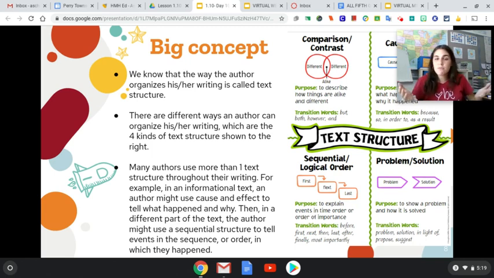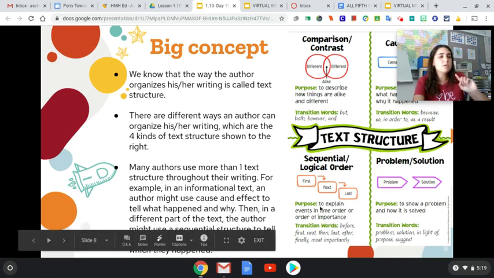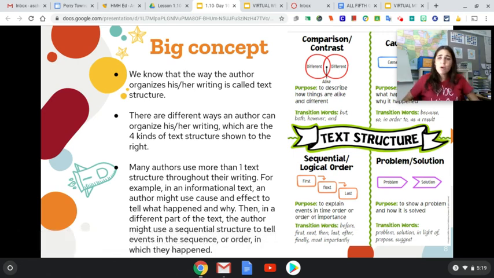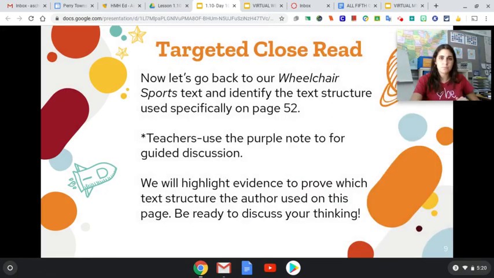For example, in an informational text, an author might use cause and effect to tell what happened and why. But then in a different part of the text, the author might use sequential structure to give events in the order in which they happened. So we need to be aware there may be more than one. If you find one, but someone else finds another, one of you isn't necessarily wrong as long as you can have text evidence to back up which text structure you say that you have found.